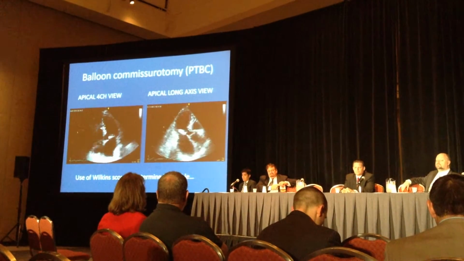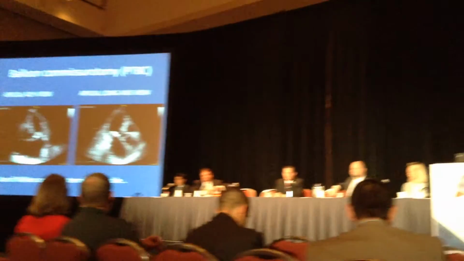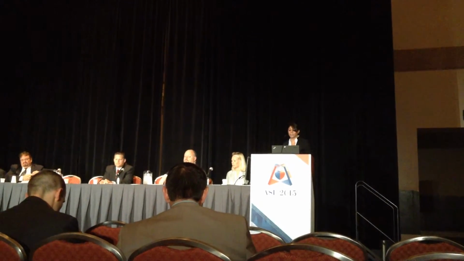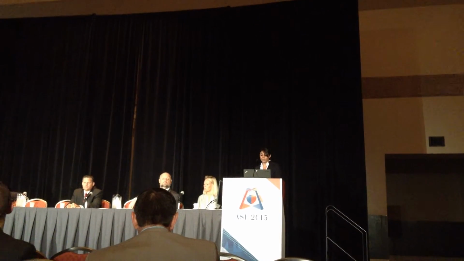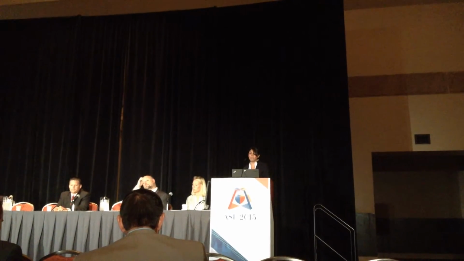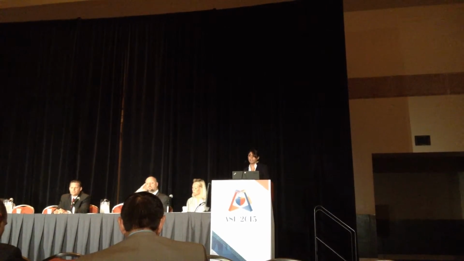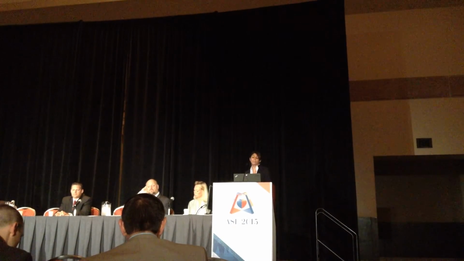So this is an example. You can see an apical 4-chamber and a long axis view, and you can see there's diffuse disease of the anterior leaflet with heavy calcification at the tip. There's also subvalvular involvement. So if we go back to the Wilkins score, we can see that we're grading this mainly 3s and 4s. So this patient would probably be unlikely to have a percutaneous balloon commissurotomy.